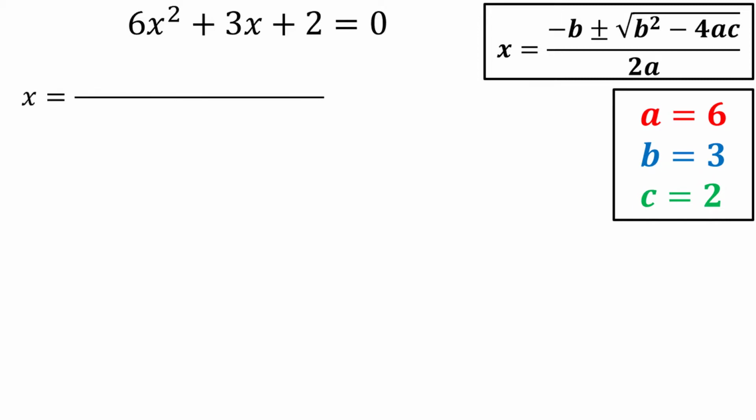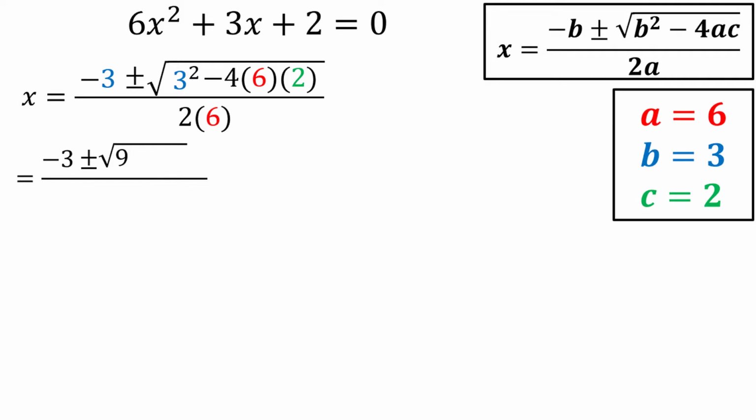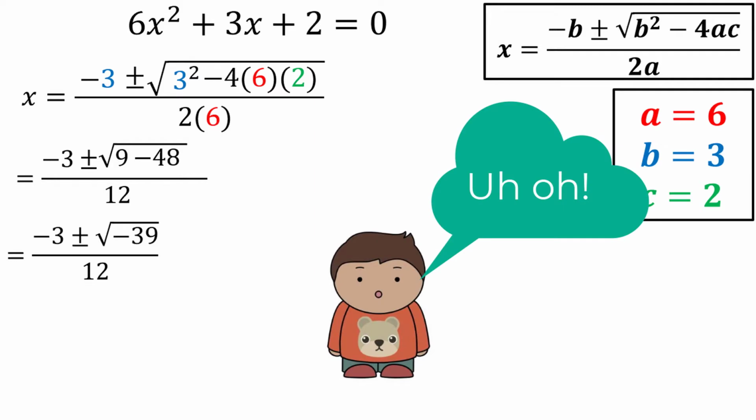Plugging into the formula, we have x is equal to negative 3 plus or minus the square root of 3 squared minus 4 times 6 times 2, all over 2 times 6. 3 squared is 9, and negative 4 times 6 is negative 24, times 2 is negative 48. 2 times 6 is 12. Combining the constants under the square root, we have negative 3 plus or minus the square root of negative 39 over 12. Uh-oh! Looks like we have a negative value underneath the square root.